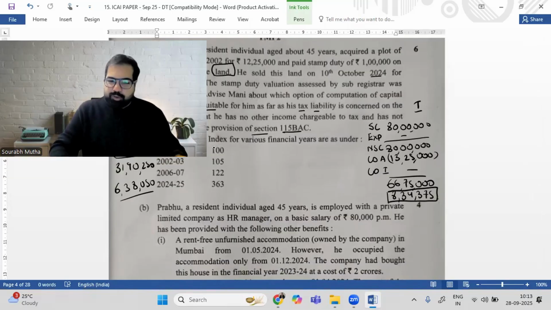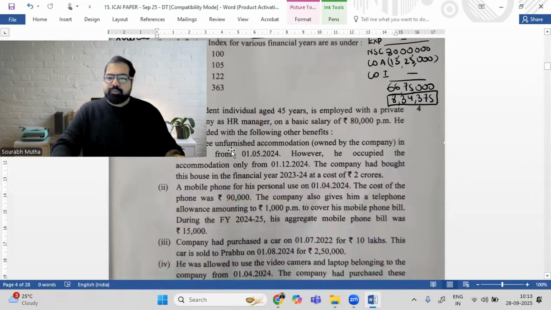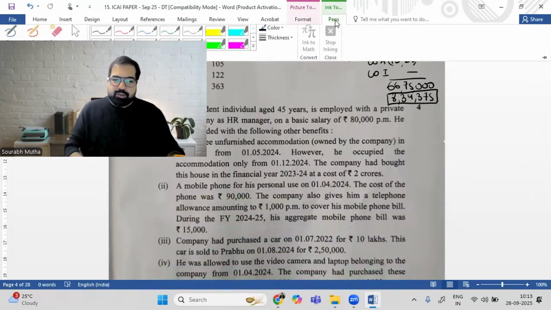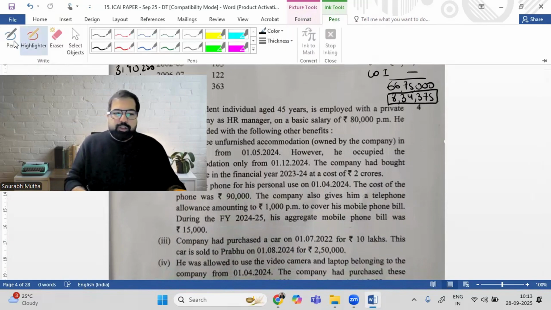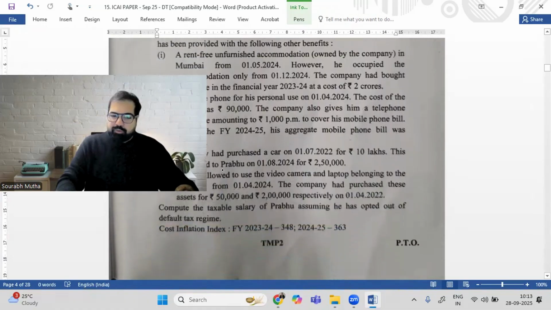That's the next question. Over to us, Prabhu. Literally, guys, let's see how Prabhu can help us here. Get another 4 marks. Let's go. So Prabhu here has a job and he's getting some things. He's a resident individual. So only 1, 2, 3, 4 points.